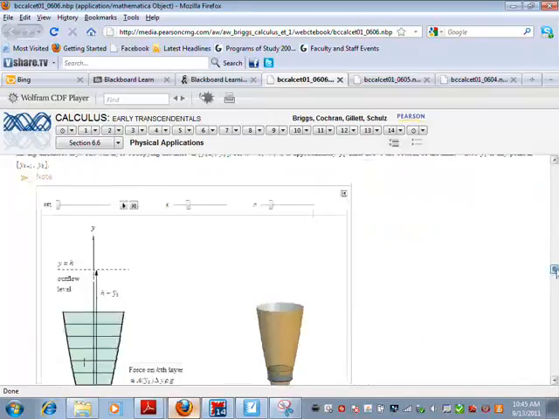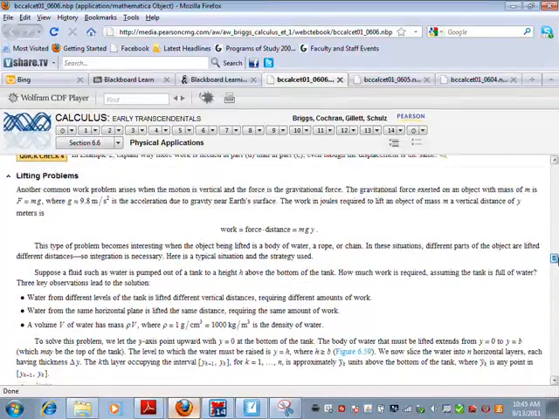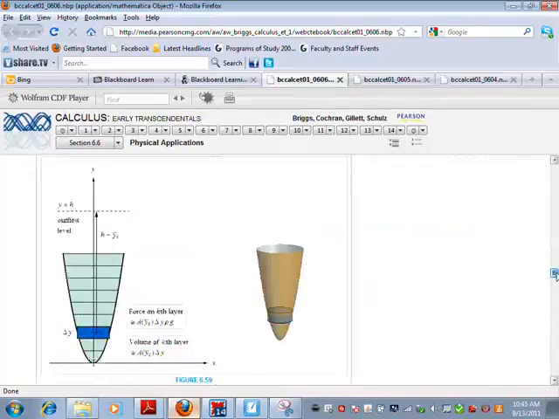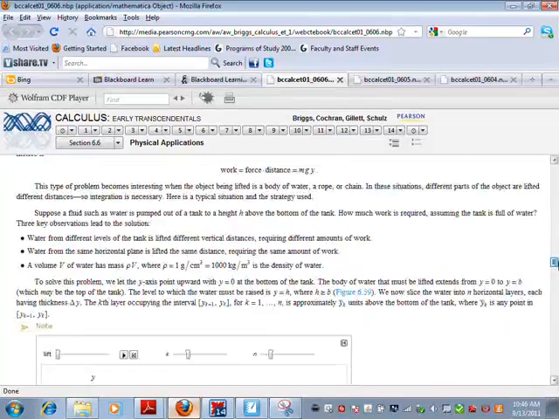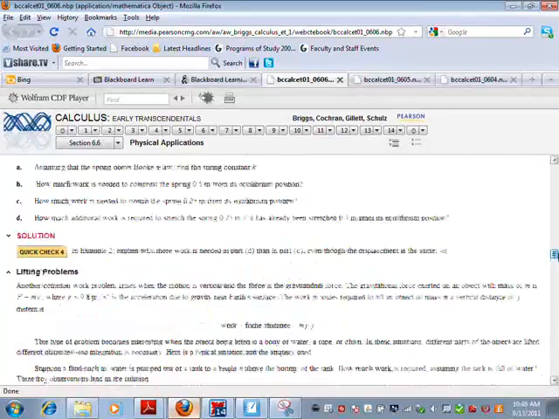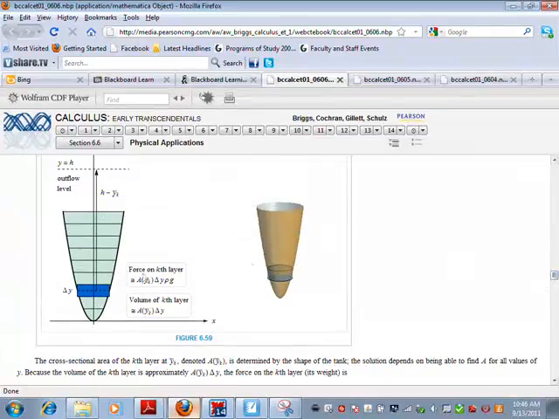Let's see how we get that. So the force, I should say the force on the kth layer. How do we get that as the force? The force is mass times gravity. They're claiming this is the mass. The mass of it is the area times the width times the density. That's the mass. All right, so this whole thing here is the mass. Let me go ahead and take this.